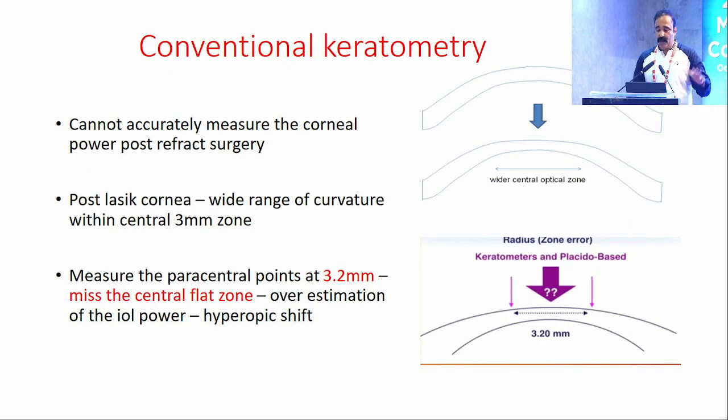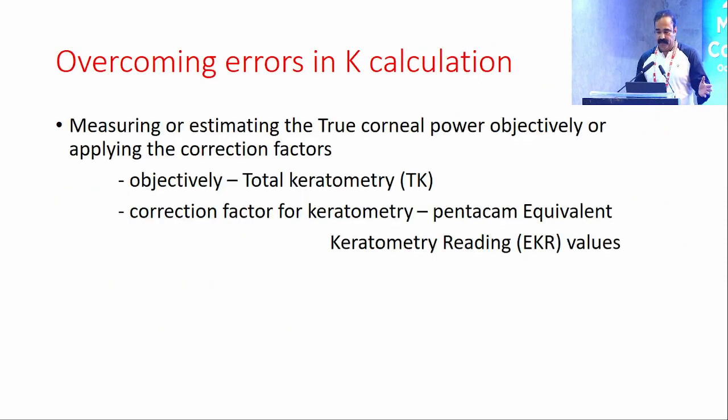And post LASIK, in the central zone, there's a wide range of curvature. So when the measurement is done at 3.2 millimeter, it might miss the central flat zone, overestimate the IOL power, and cause a hyperopic shift. So what do we do to overcome these problems?